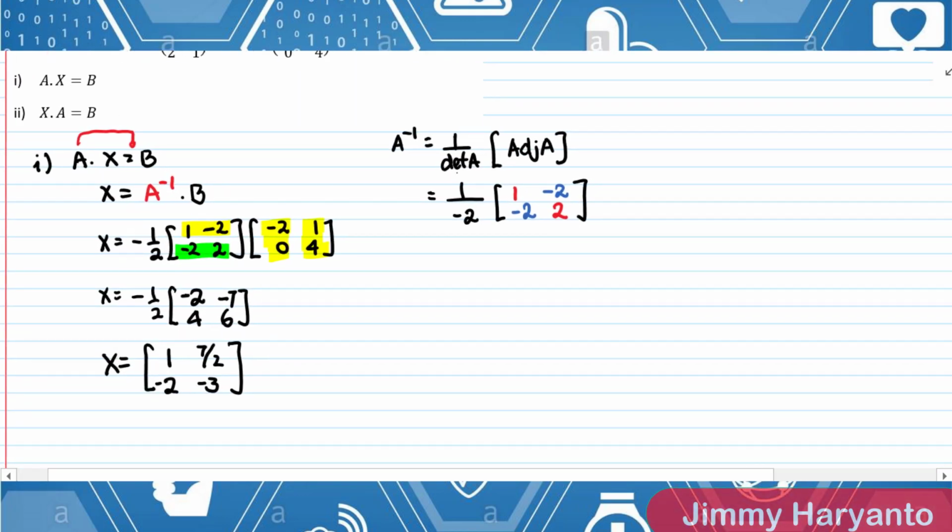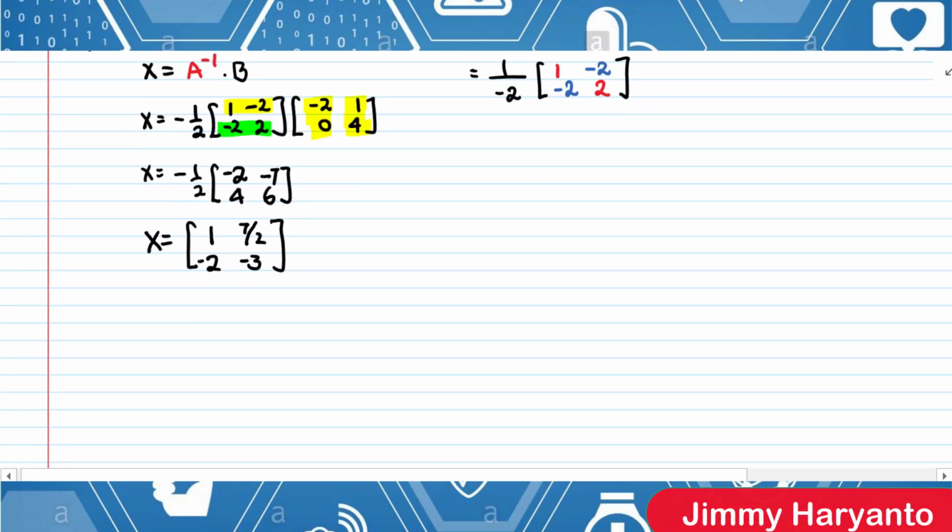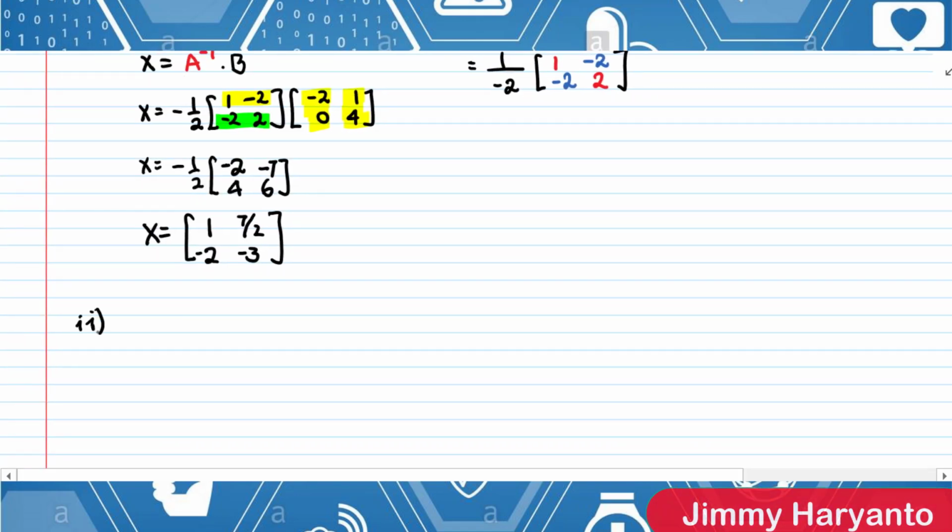After that, if we switch the position, x times a equals to b. So for the second one, I have x times a equals to b. At the first, the position of a is on the right side of the x.